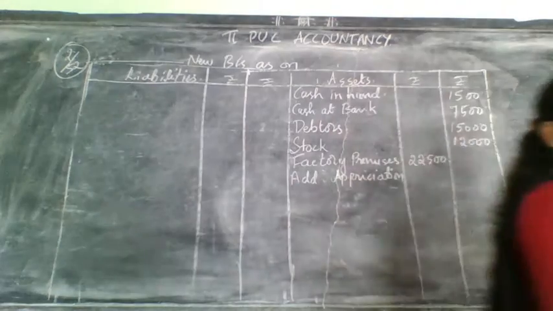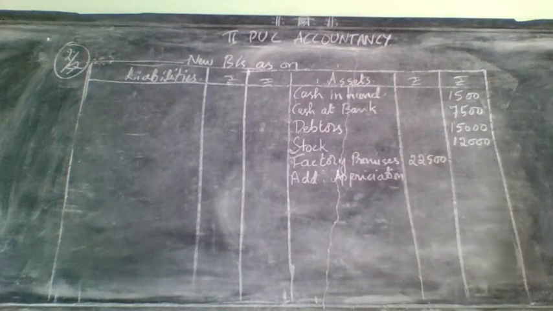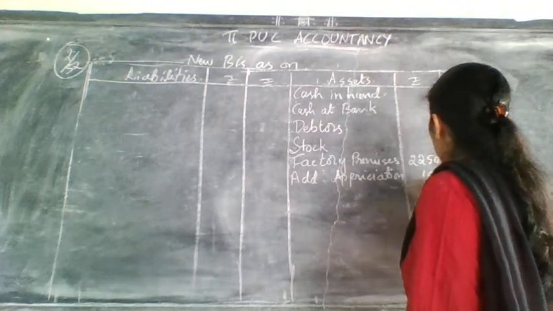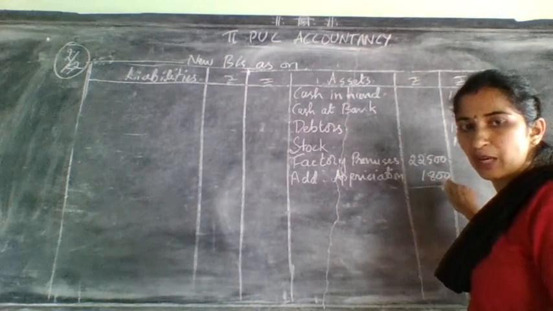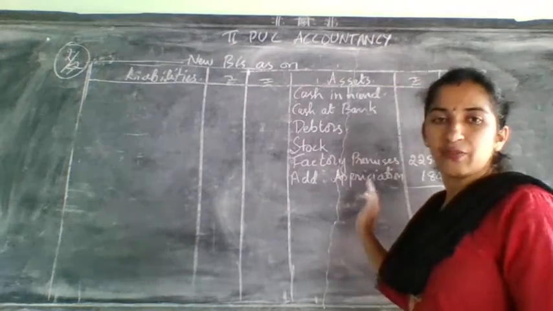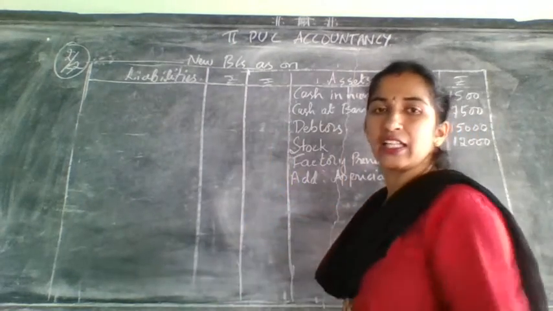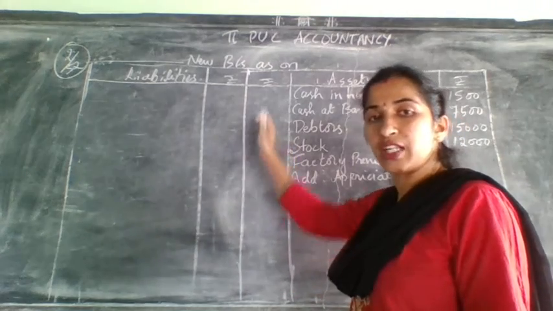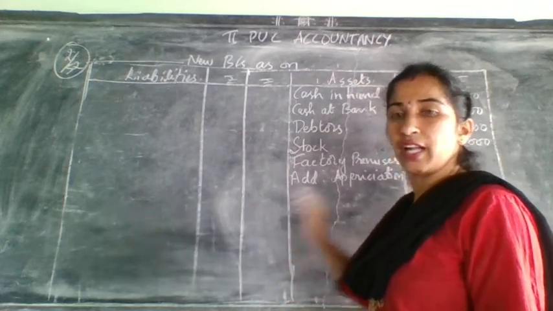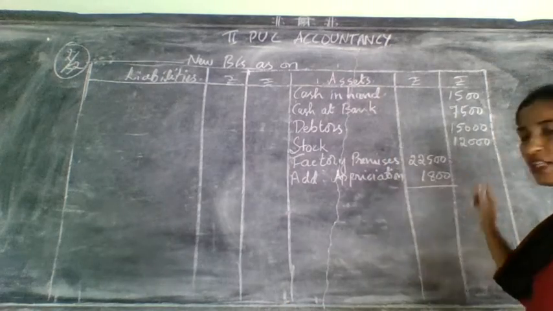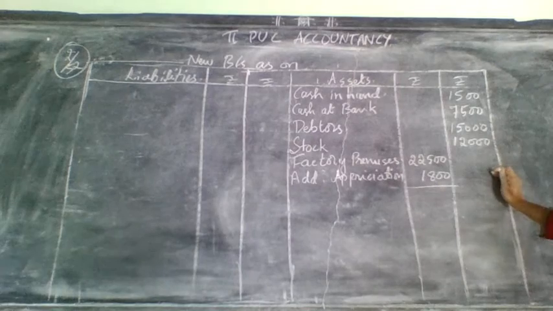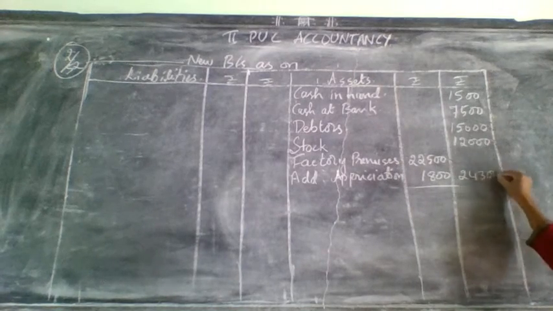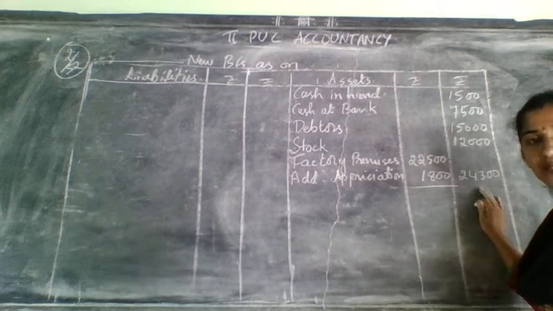You need to write it here as appreciation. How much was the appreciation? It was 1,800. What you have taken in the revaluation account, that amount you need to write here. Don't take a different amount than what you are writing in the inner column. You need to take the amount that you wrote in the amount column of the revaluation account. Add these two and write it in the outer column. How much will it come? It will come 24,300.